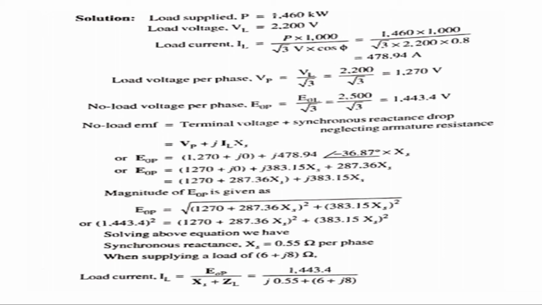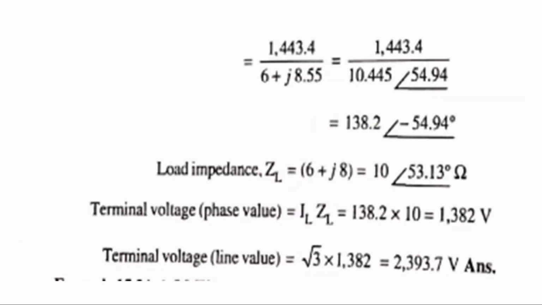Now when supplying a load of 6 plus j8 ohms, the load current IL is equal to E0p by (Xs plus ZL). So substitute the values. We are going to get the value as 138.2 angle minus 54.94 degrees. Load impedance ZL equal to 6 plus j8, that is 10 angle 53.13 degree ohms.